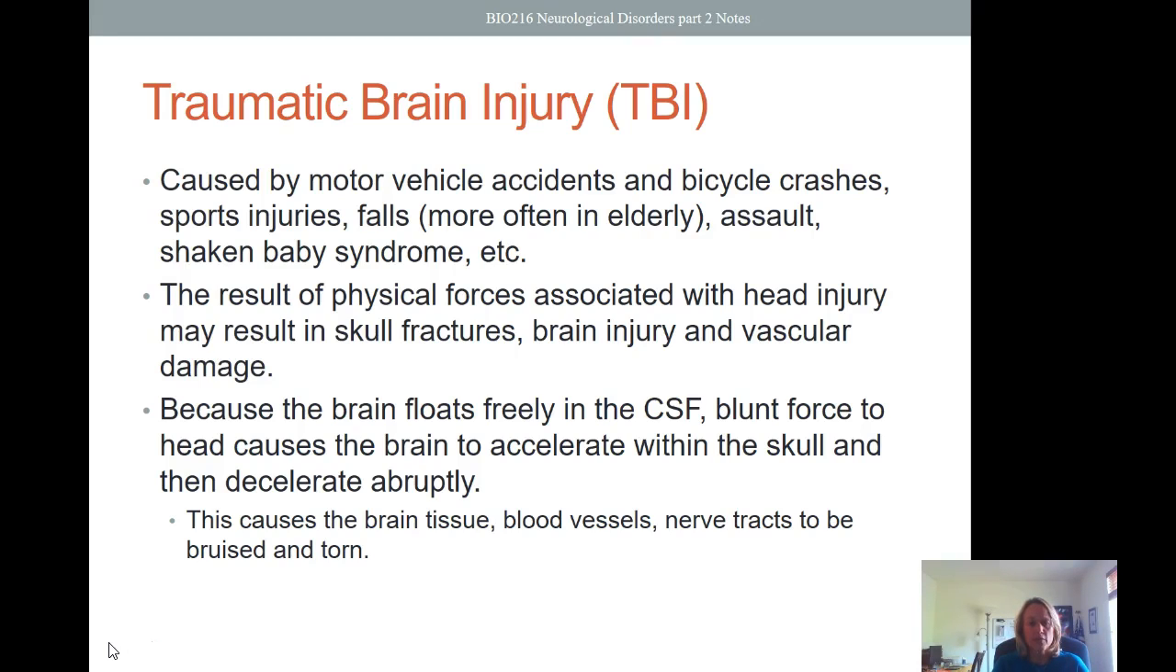The result of physical forces associated with this head injury can result in skull fractures, brain injuries, as well as vascular damage and bleeding. Because the brain floats freely in cerebral spinal fluid, blunt force to the head can cause the brain to accelerate within the skull and then decelerate abruptly. And this can cause brain tissue and blood vessels to be bruised and torn.